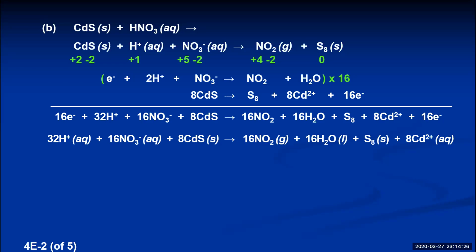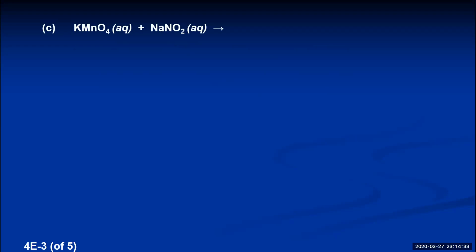C. An acidified solution of potassium permanganate is added to a solution of sodium nitrite. So here's our reactants, 2 compounds. If you switch the partners, they don't produce water or a precipitate or a gas. So this must be a non-obvious reaction. And because the first reactant contains the permanganate ion, this is going to be a non-obvious oxidation reduction reaction.